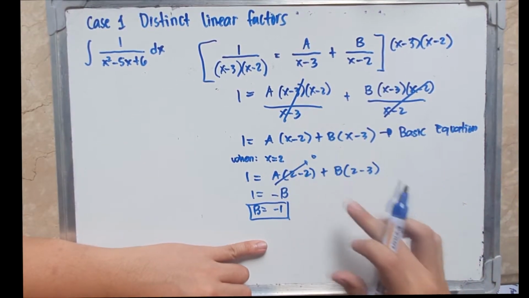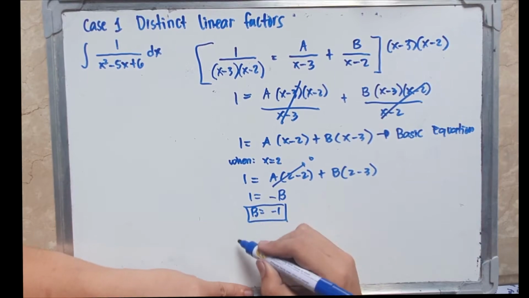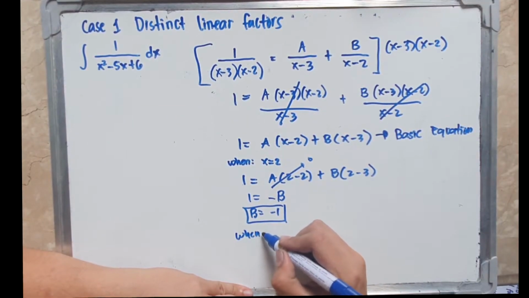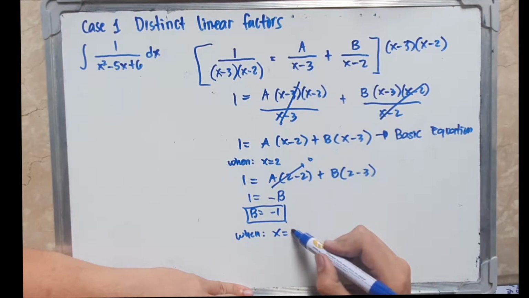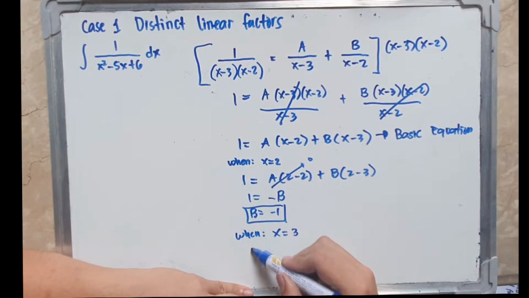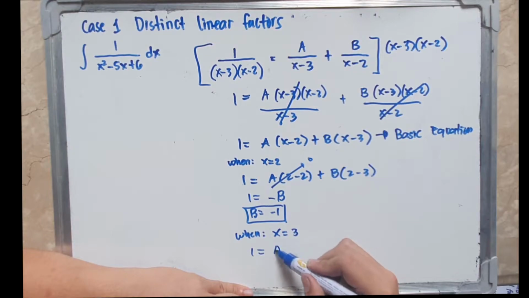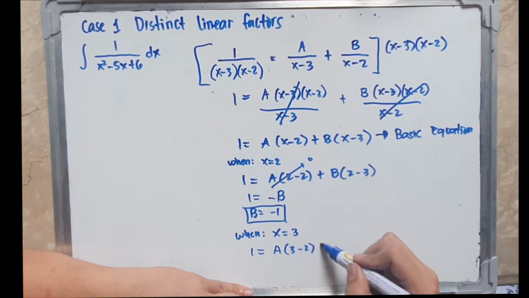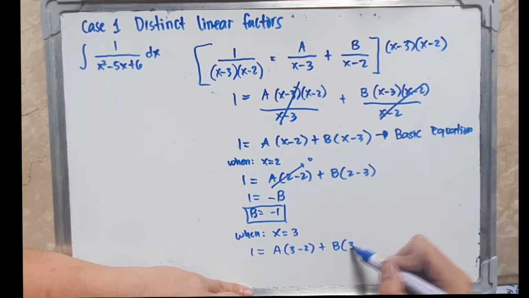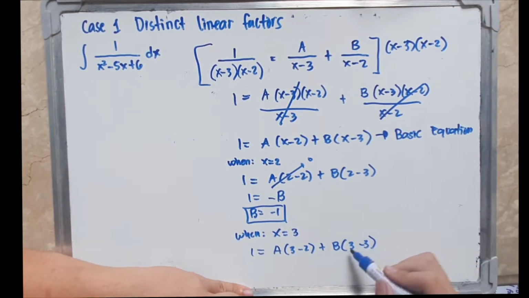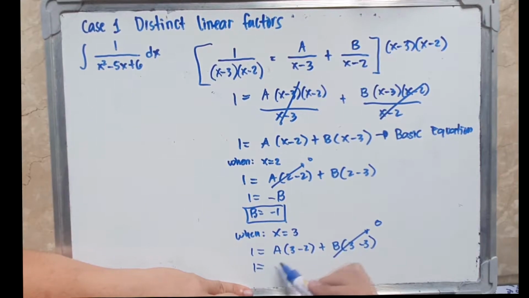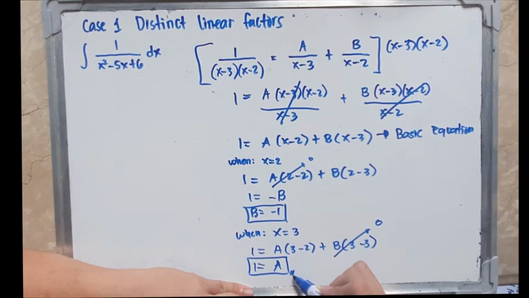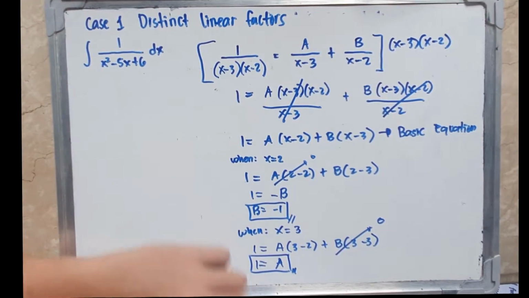Okay, the other value of the root, when x is equivalent to 3. So we have 1 equals a(3 minus 2) plus b(3 minus 3). 3 minus 3, that is 0. b is 0, therefore the value of a, 3 minus 2 is 1. Okay.